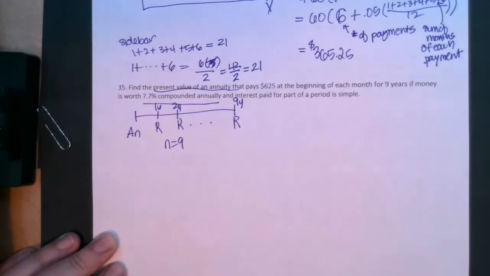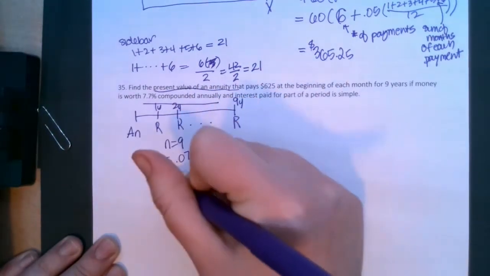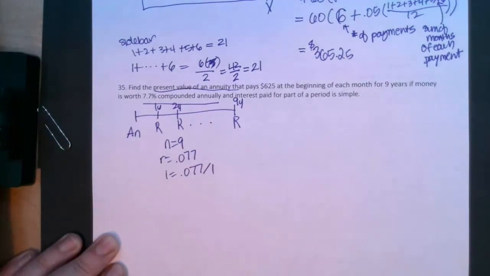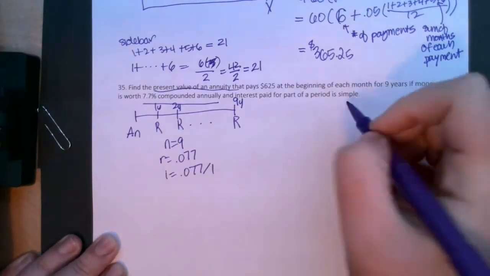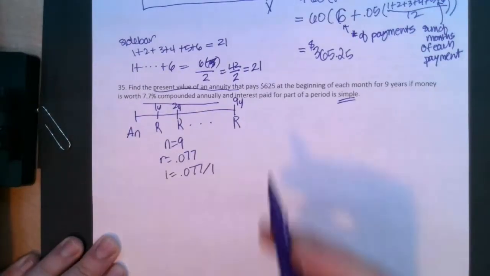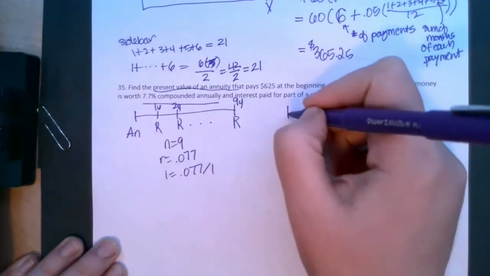The money is worth 7.7% annually. That tells us that I is 0.077 over 1, because annually would be once a year. And interest paid for part of a year is simple. So we have to deal with the simple piece. The simple has to do with the 625. So I'm going to make a separate timeline to deal with my simple.